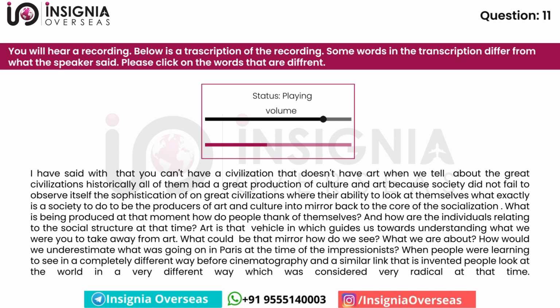What is being produced at that moment? How do people think of themselves? And how are the individuals relating to the social structure at that time? Art is the vehicle that guides us towards understanding. What would be that mirror? How do we see what we are about? How would we understand what was going on in Paris at the time of the Impressionists? When people were learning to see in a completely different way, before cinematography and similar things were invented, people looked at the world in a very different way, which was considered very radical at that time.